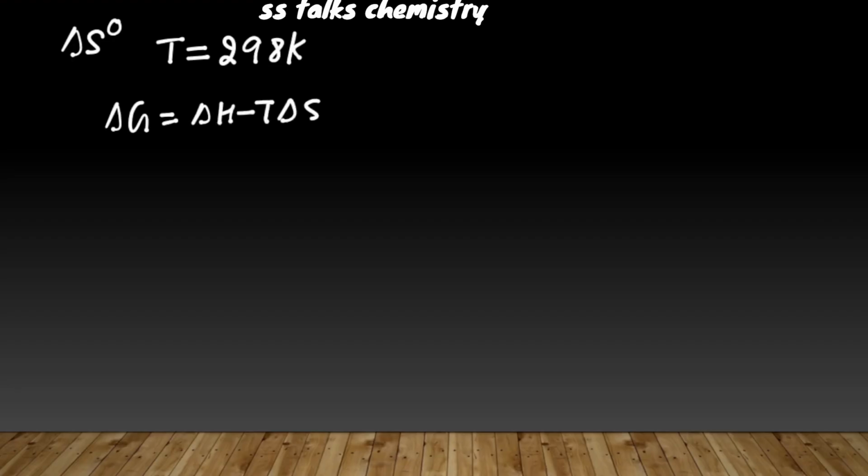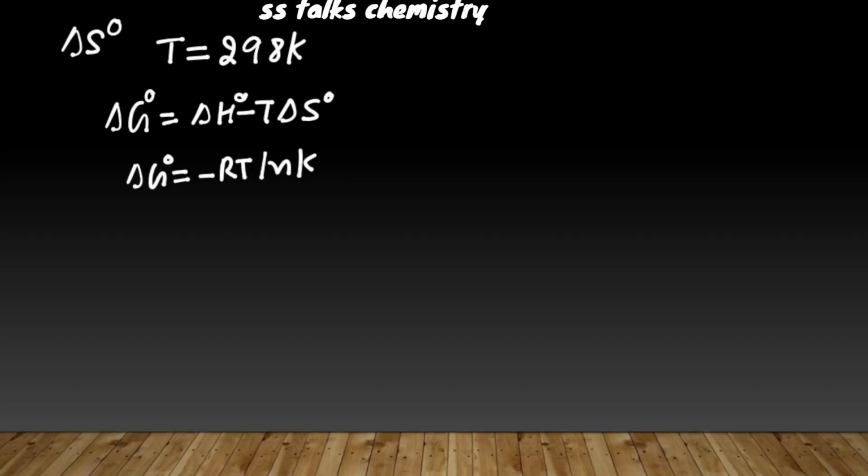S naught means at the standard conditions we have to find it. That means the temperature we have to keep at 298 Kelvin. Right, now we know that delta G value is delta H minus T delta S. Also we know that delta G at the standard conditions, delta G naught, you can apply over here. Now delta G is minus RT ln K.